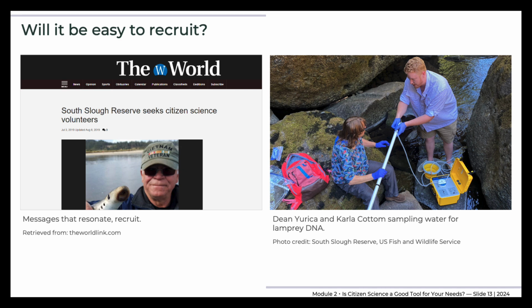By sending public service announcements to local media outlets, placing flyers on bulletin boards, posting on social media sites, and sending emails to partner groups, the project recruited nearly 50 volunteers over 3 years, which allowed the creation of a map of lamprey distribution using eDNA collected through water sampling. Recruiting, engaging, and retaining volunteers is the focus of Module 8.